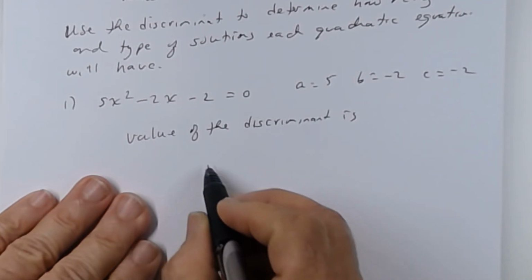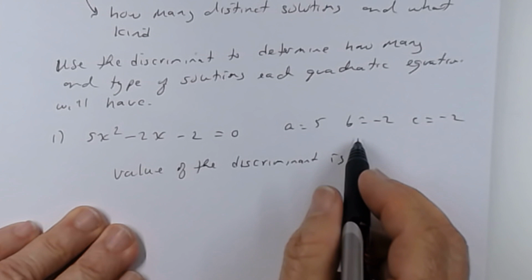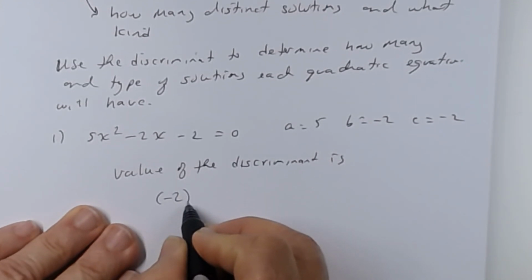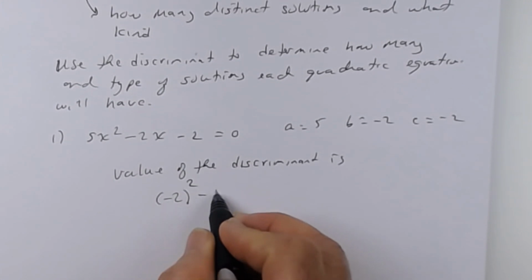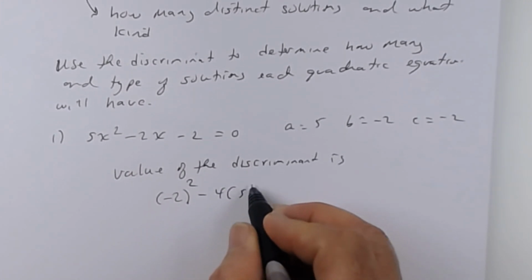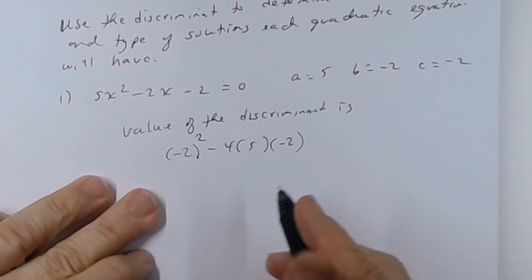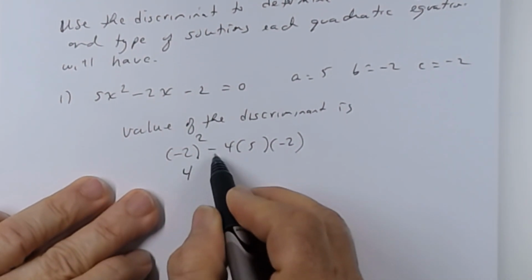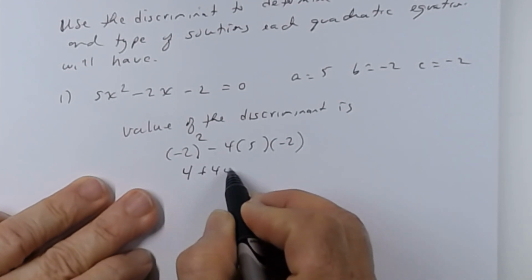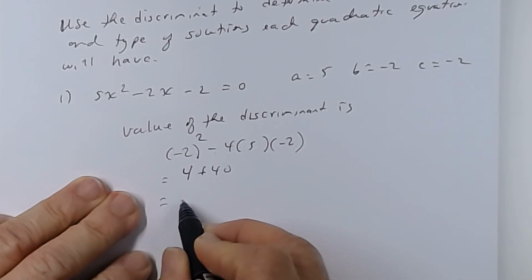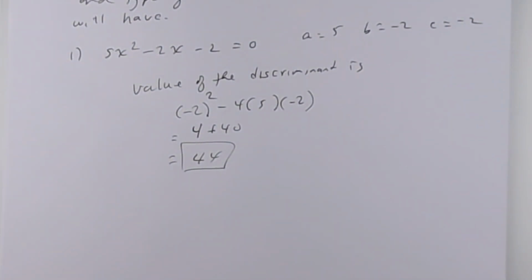So if I plug these back into the discriminant, the value of the discriminant is, all right, B squared. What's B? Put that in parentheses, just like we did when we solved those equations. I squared minus 4 times A, what's A? times C, which is negative 2. What's negative 2 squared? What's a negative 4 times 5 times a negative 2? Positive 40. So what's the value of the discriminant? 44. So that's the value of the discriminant.